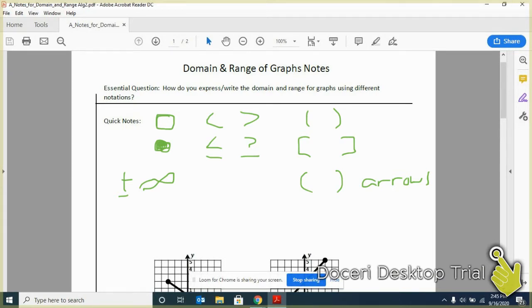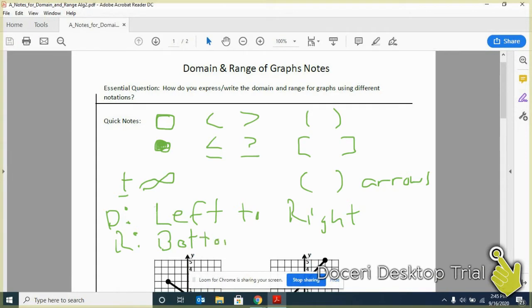No. Okay. So when you write domain and range, you always want to write left to right. Nope. That's not how you spell right. Just kidding. Left to right for domain. For range, we're going to always go bottom to top. Okay, and you'll see what I mean by that here in a second.